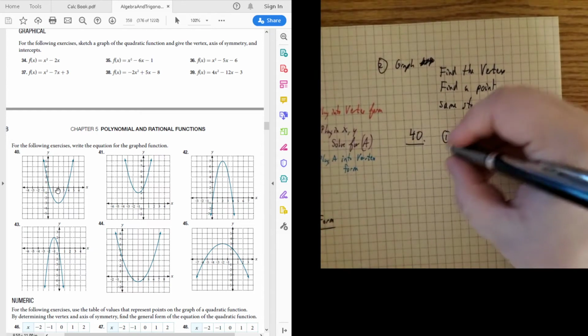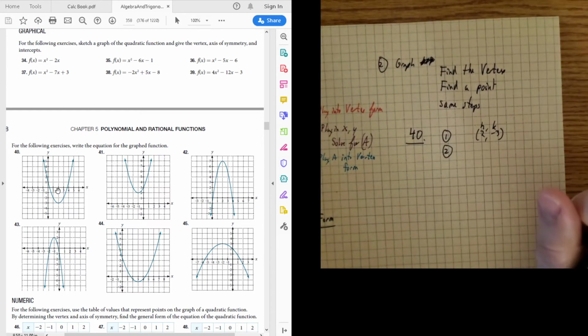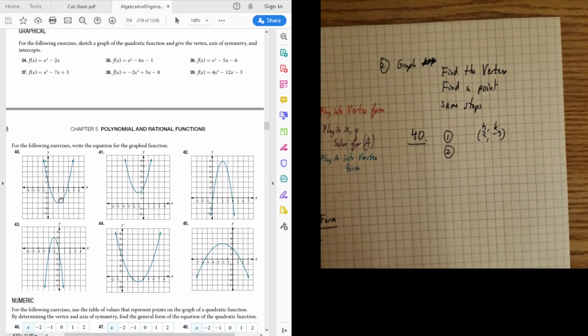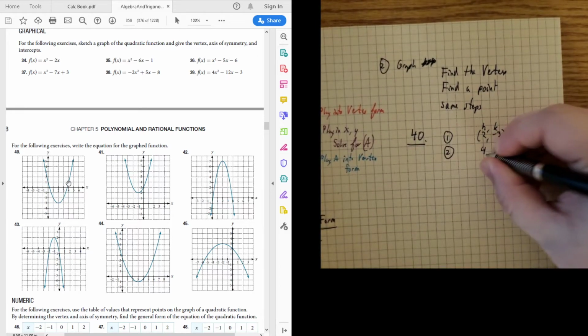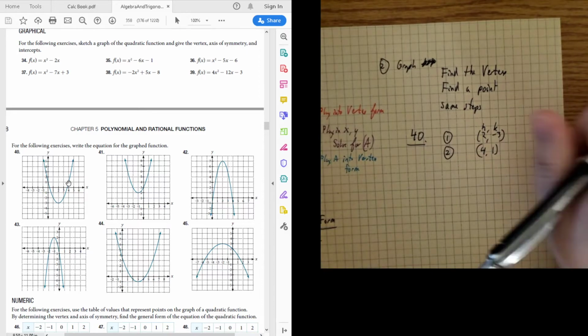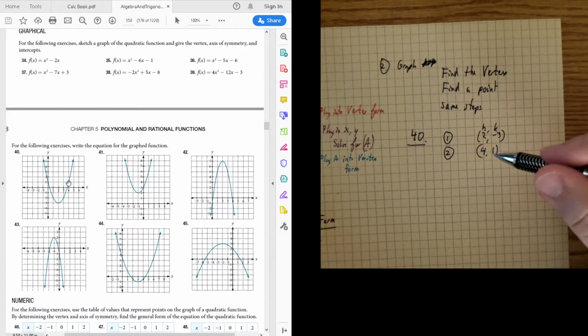I need to also find another point. Now this point can be any point, so I suggest making it one that you're absolutely certain is on the graph. For me, there's a couple to choose from. I like this one, which is at 4, 1. But there are many other options for the second point.